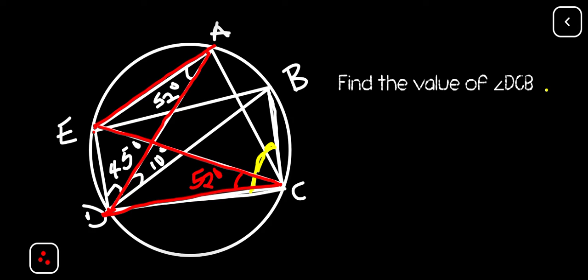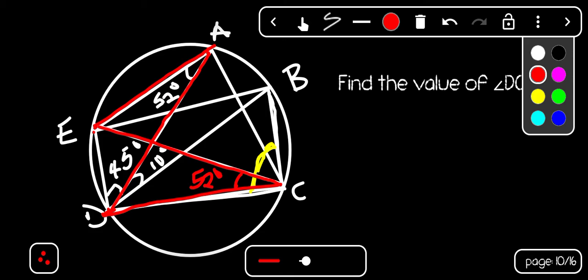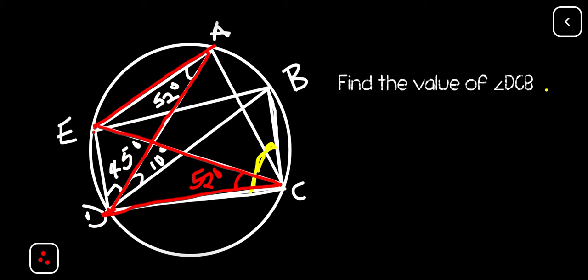Okay. Now let's see if we can get another one, the one for 45. You notice that the subtended angle given was 45 degrees. You notice this is 45 degrees here.